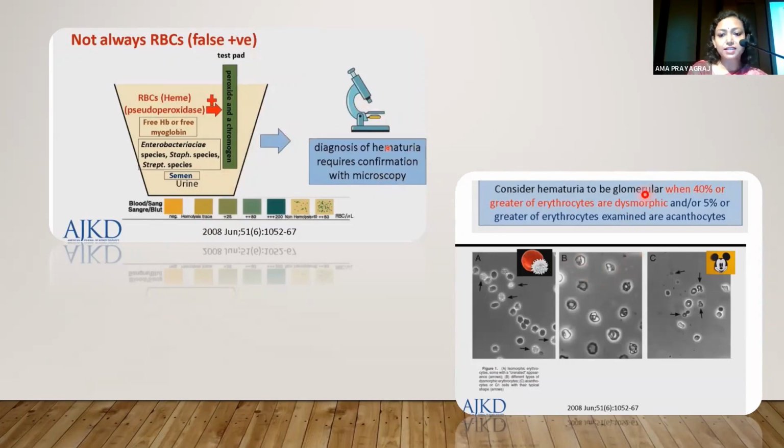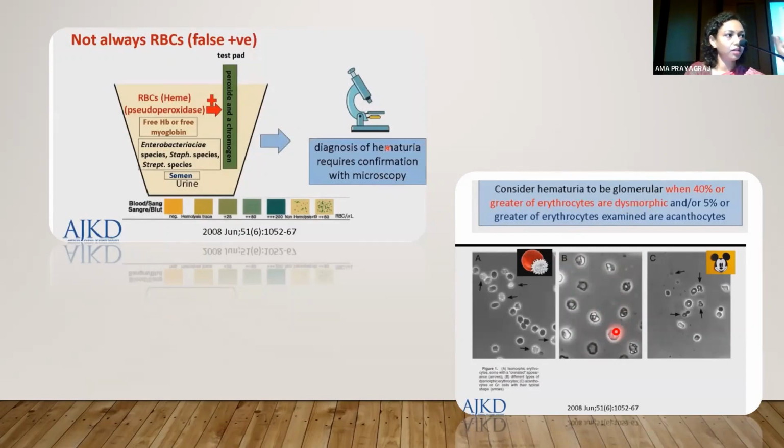We consider hematuria to be of glomerular origin, like in a number of nephritis, glomerulonephritis, post-infectious glomerulonephritis, membranoproliferative glomerulonephritis. We consider hematuria to be of glomerular origin only when the RBCs appear to be dysmorphic.